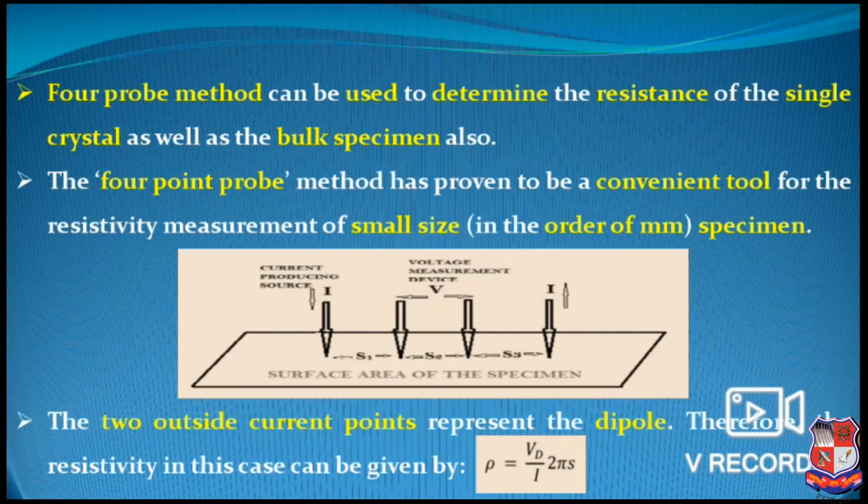The 4-point probe method has proven to be a convenient tool for resistivity measurement of small size, even you can consider an order of millimeter specimen. So this is very useful. And as you can see from the figure, the surface area of specimen is also considered when the two outside current points represent the dipole, and in this case the cross sectional area will be 2 pi s. Therefore the resistivity in this case can be given by rho is equal to Vd upon I into 2 pi s.